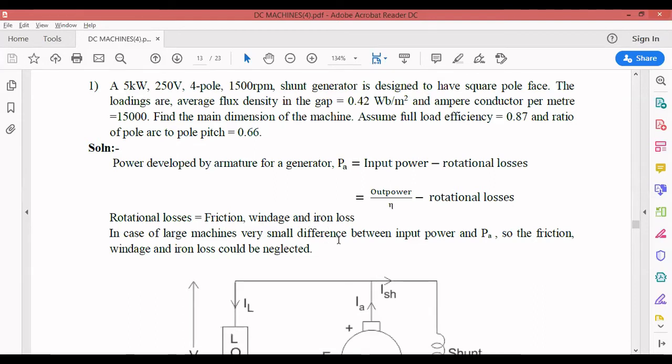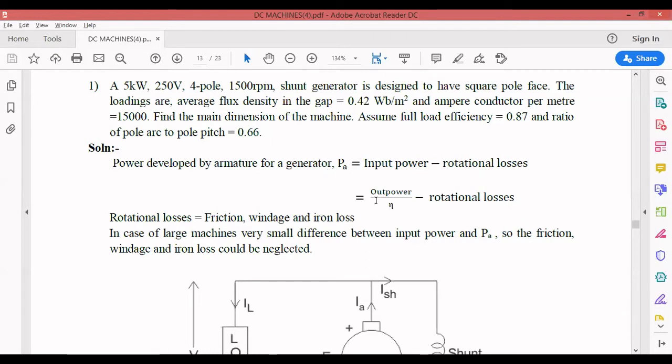In the case of a large machine, there is a very small difference between the input power from the turbine and PA, the power developed by the armature, and they almost remain the same, because losses will be negligible for large machines. So the friction, windage, and iron loss could be neglected. This rotational loss can be neglected, but we can't neglect the variable loss. Variable loss is nothing but your copper loss. Copper loss you can't neglect, but rotational losses you can neglect for a large machine. So don't worry about these losses, because nothing is given in this problem regarding the losses.